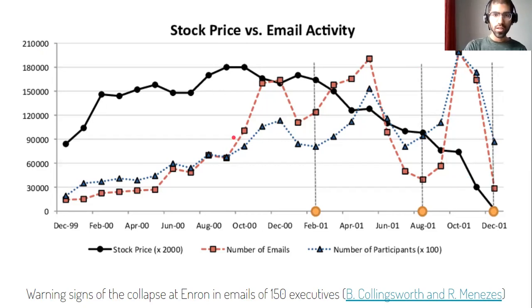But you can see ahead of the stock declining, you can see these peaks, these spikes in email activity, and again here, and again here, right before the bankruptcy is announced. So if you were to be monitoring the email activity of the CEOs at the time, you could see how these changes in the network's activity can be used to predict something going wrong.